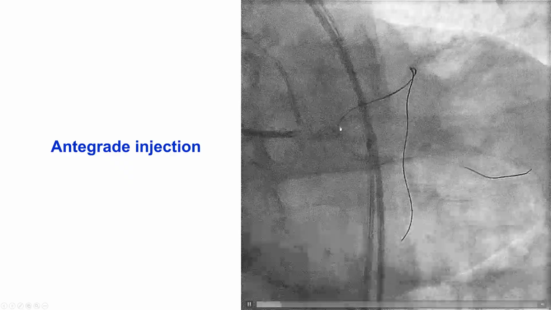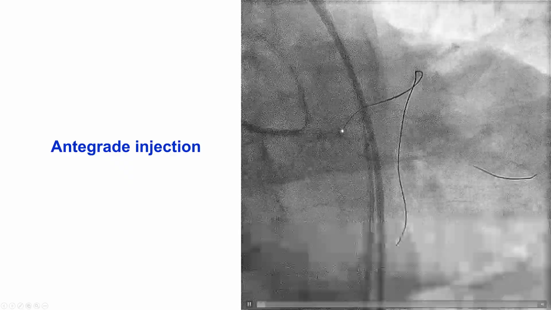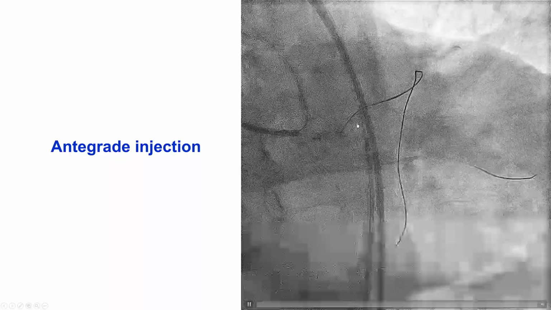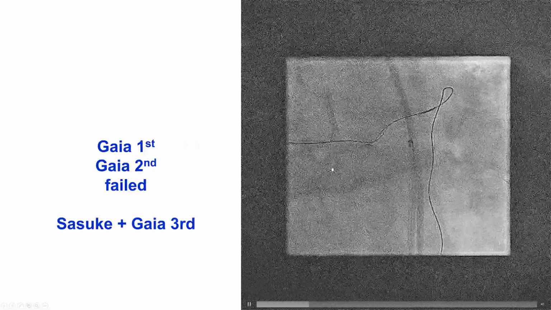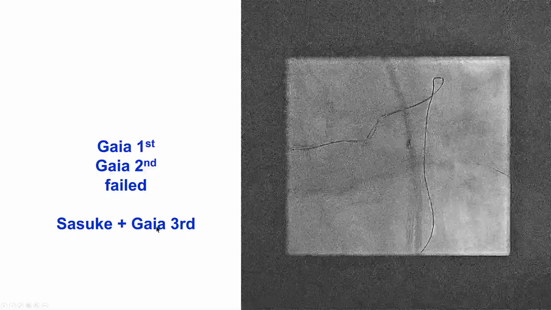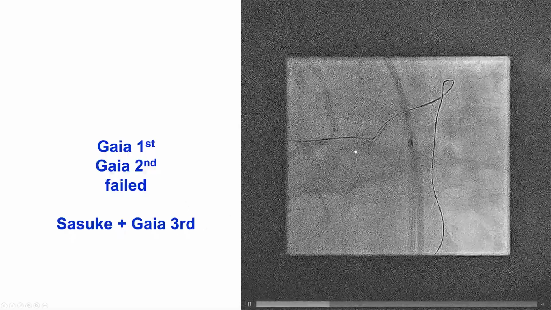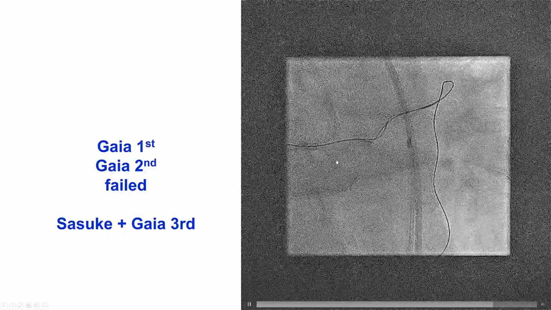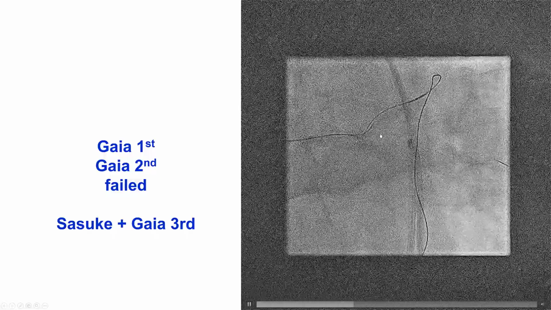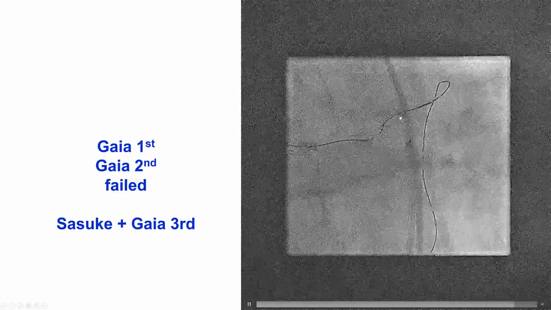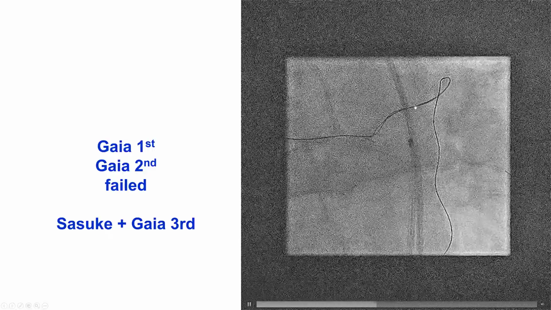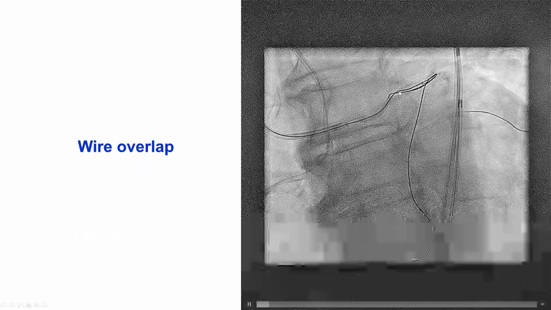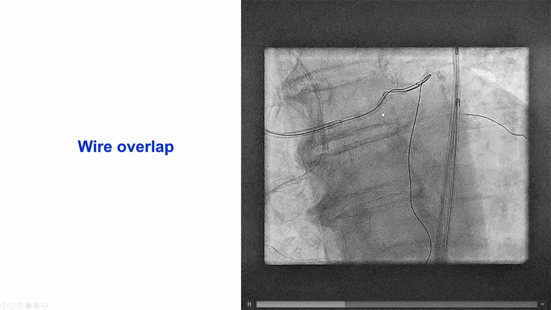This is an antegrade injection. We are seeing now that we have clarified the ambiguity of the proximal cap. And then we tried to wire antegrade with multiple wires. Eventually, we're using a dual lumen microcatheter, a Sasuke, and a Guidezilla wire. We were able to advance the wire subintimally into the LAD, and now we have the antegrade and the retrograde wires overlapping in the proximal LAD.